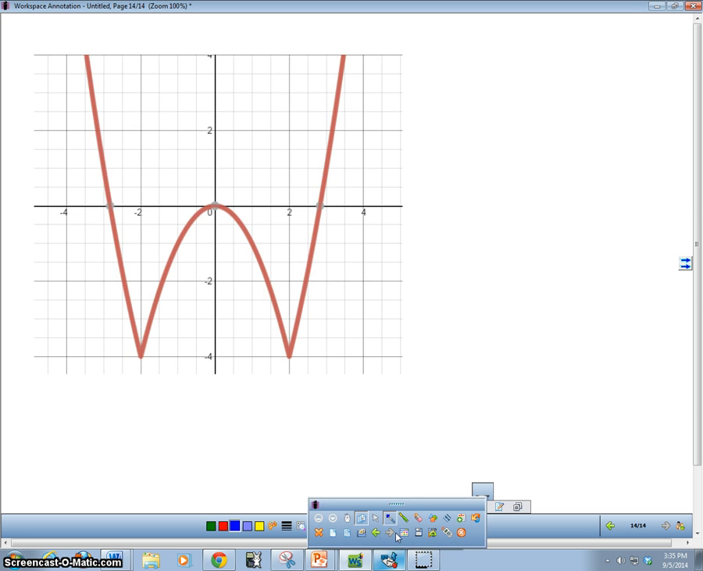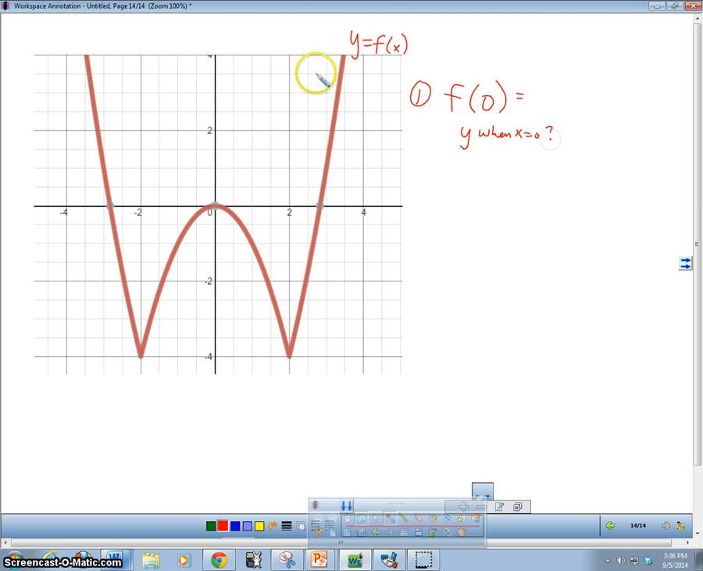All right, let's take a look at one more thing here. I've got a graph, and this is going to be my graph of y equals f of x. So what I'd like to do is see what is f of 0? Remember, this stands for what is the y value when x is equal to 0. So x is equal to 0 right here, and my y value is also 0, because this is the point 0 comma 0. So my y value is 0.